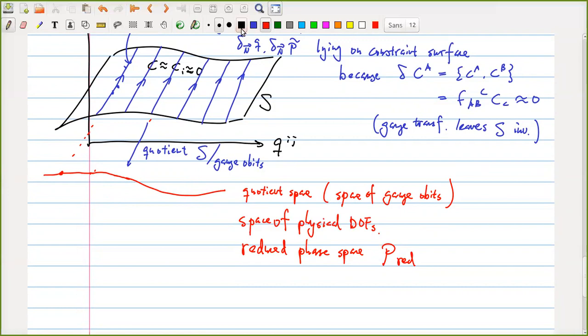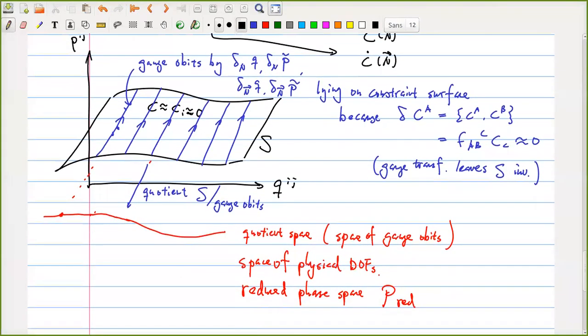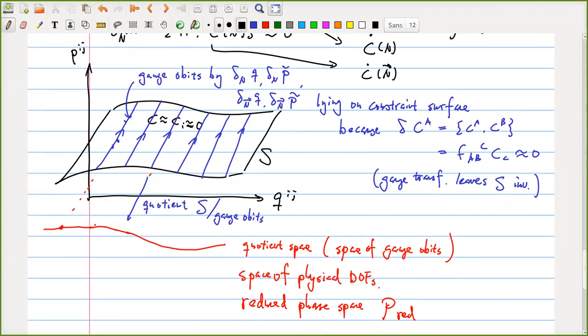Dr. Han, I want to clarify some conceptions. The gauge transformations can be viewed as some vector fields on the phase space, right? Yes, the gauge transformations are generated by vector fields on the phase space. And the gauge orbit is the integral curve of those vector fields. That's right.